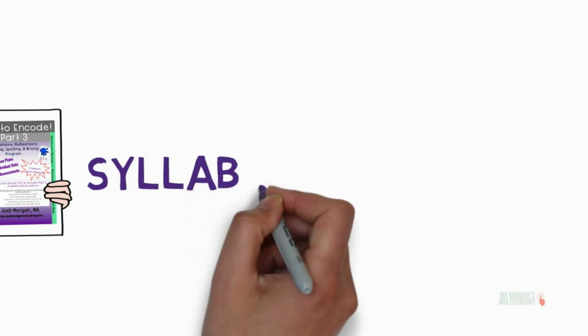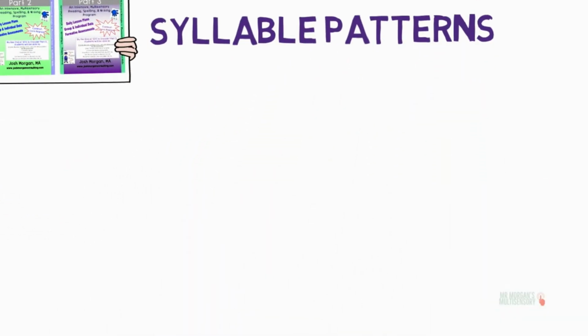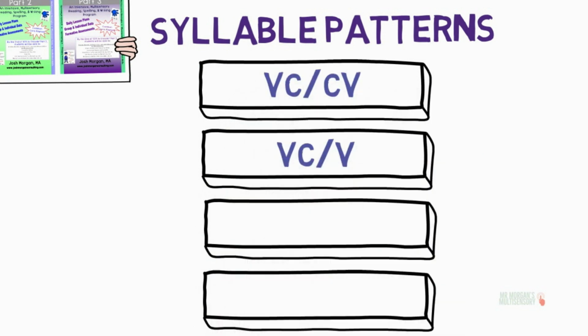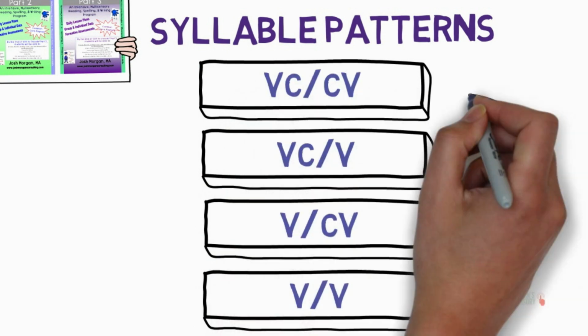When dividing syllables, there are 4 syllable patterns to guide students to map the part of the word between the vowels where the word will be divided. Today we will be working with the VCCV syllable pattern.